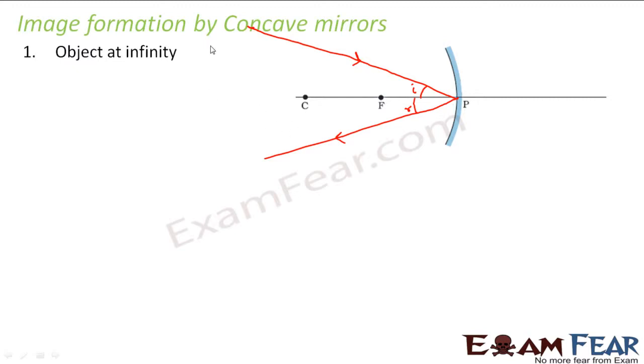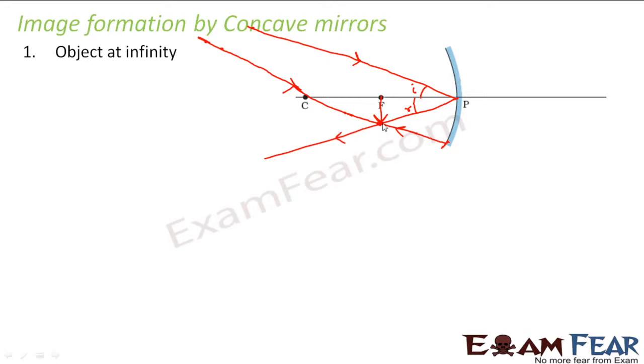Now let us suppose there is another ray coming from that object at infinity. We don't know where that object is. Let us suppose there is another ray which passes through the center of curvature. If it passes through the center of curvature, it will strike the mirror and retrace the same path. That means it will go back in the same path. So what do you see? These 2 reflected rays meet at this point. What is this point? This is nothing but the principal focus. So that means your image is formed here.